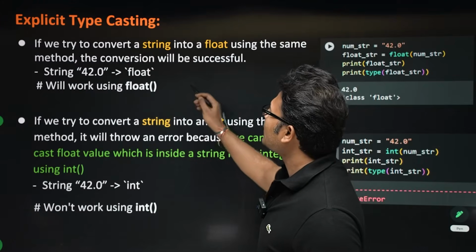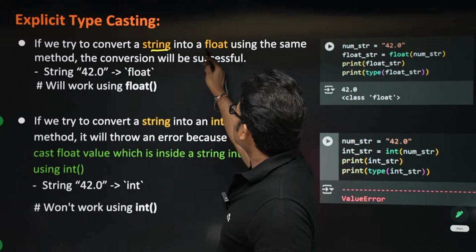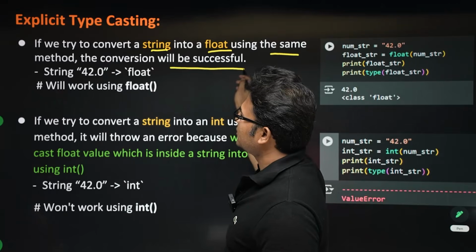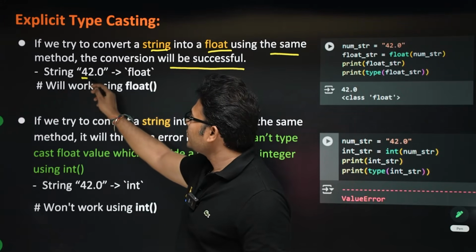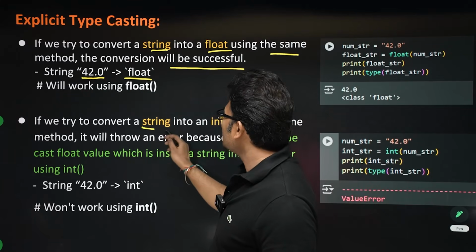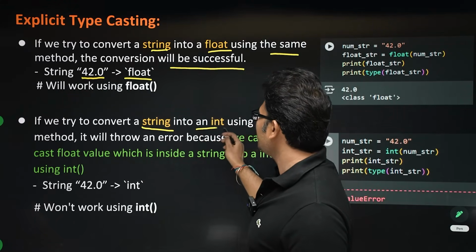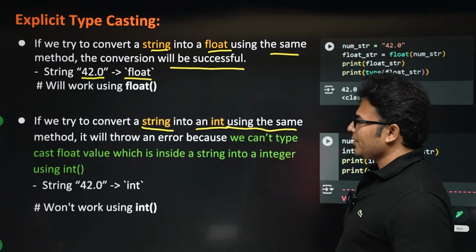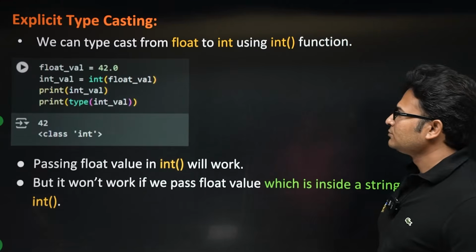Now, when you try to convert a string into a float using the same method, the conversion will be successful. If you want to convert this string 42.0 to float, it will work. But if you try to convert a string which contains a float into an integer, this method will throw an error. That we have already seen, right?